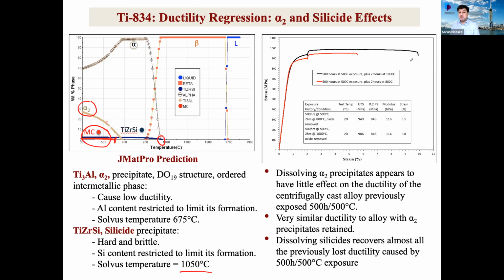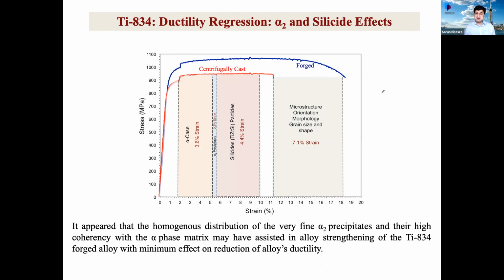And what we found out, after we made the alpha 2 smaller to be less effective for the ductility issue, and also for the silicide, we found out it is very little effect of the alpha 2, but silicide has got a huge effect on the reduction of the ductility. 4.4% of the ductility recovered after we removed the silicide. And we want to understand why.